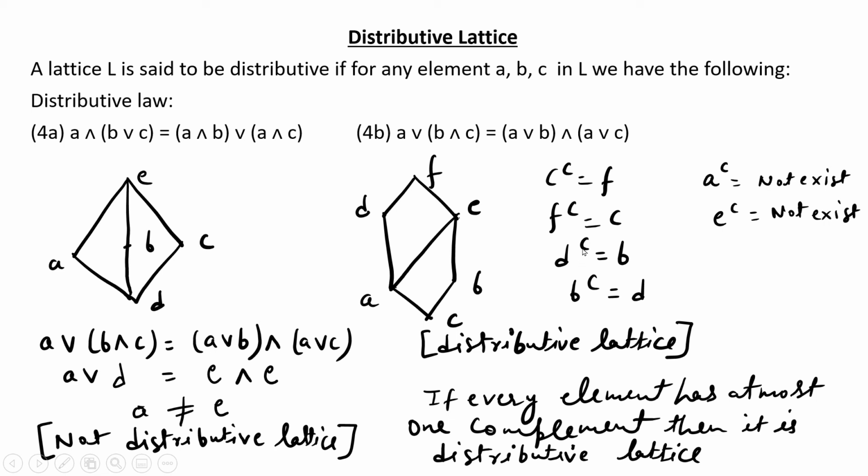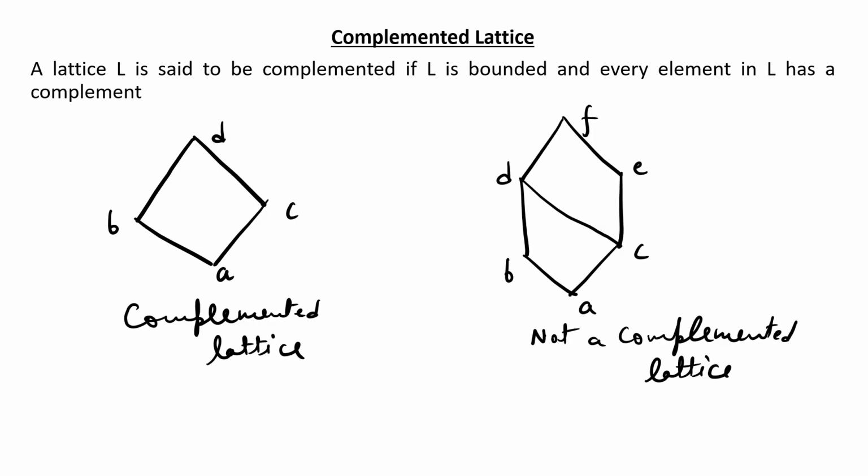So here C's complement is F, F's complement is C, and D's complement is B, and B's complement is D. But A's complement does not exist here and E's complement does not exist here, because A and E are not complements of each other, since A meet E would be A and A join E would be E. So this is not a distributive lattice.